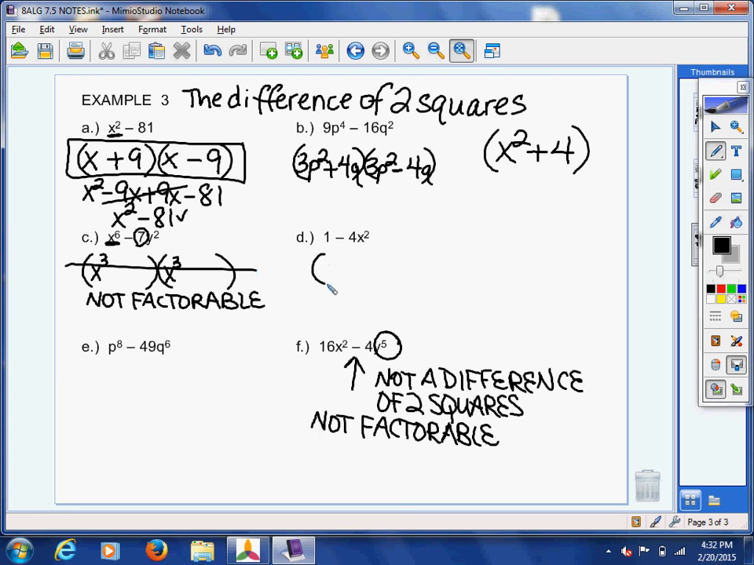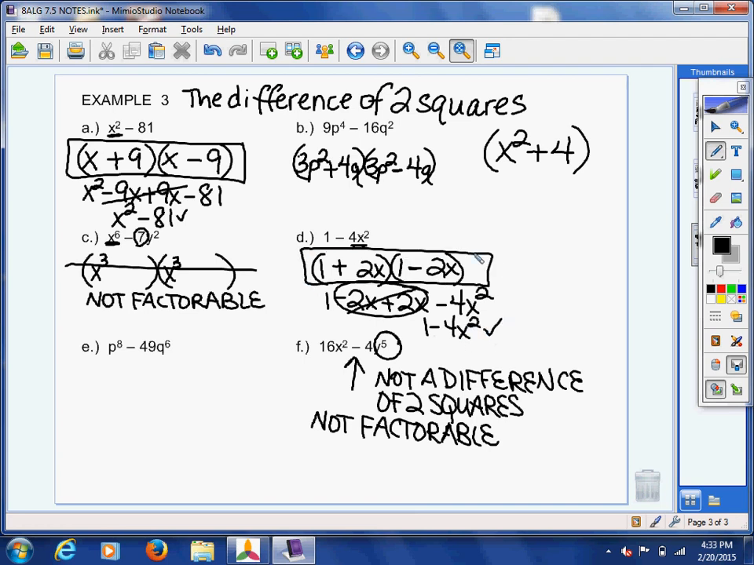Okay, let's go to D. You need 2 quantities. We think it's a difference of 2 squares, so we need 2 quantities. Let's break up the 1. 1 times 1 is 1. Let's break up the 4x squared. That's 2x and 2x. I need a plus and a minus in the middle in each one respectively. And then just check it. Let's do first. 1 times 1 is 1. Outer is negative 2x. Inner is positive 2x. Last is negative 4x squared. And these cancel out, leaving me with 1 minus 4x squared. So yeah, it checks out. I know for a fact this is my answer. Really good. Very, very good. I do encourage you to check it.